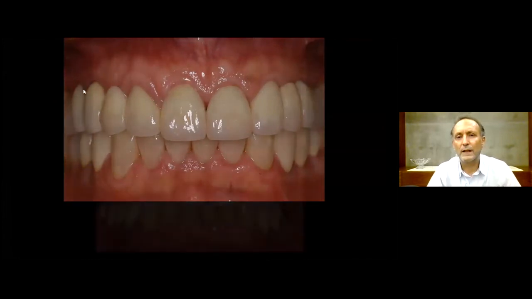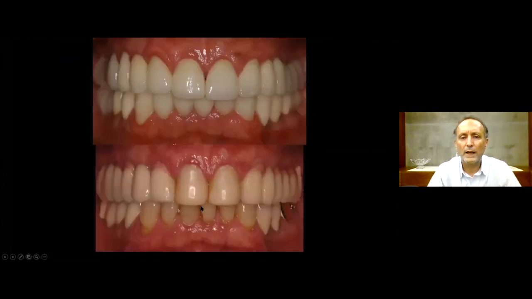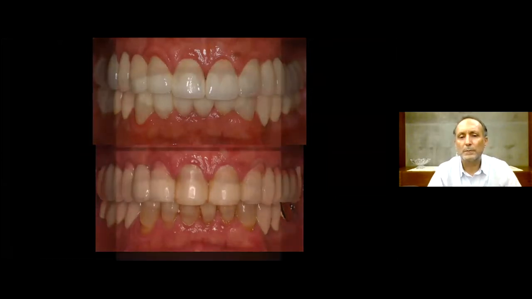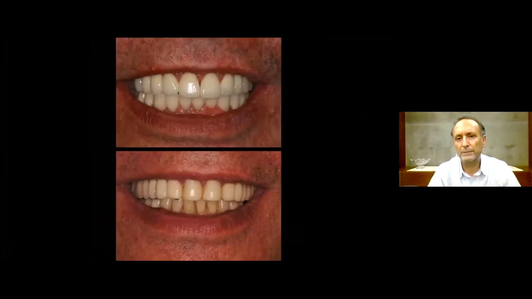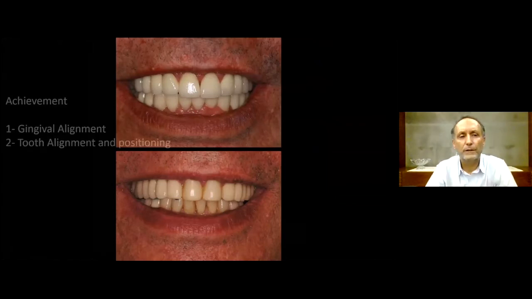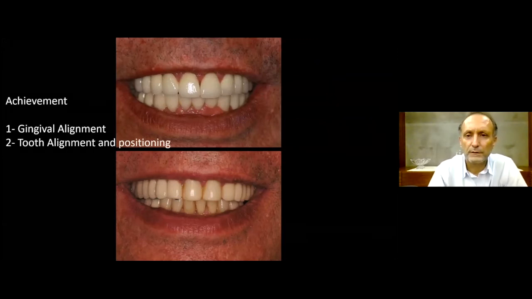This is the final treatment, and this is the case to compare with the before and after. This is the smile of the patient before and after, and we have definitely a happier patient now. What did we achieve? Gingival alignment, tooth alignment, and most importantly, we positioned the tooth in a proper place. This is the picture of a happy smile.